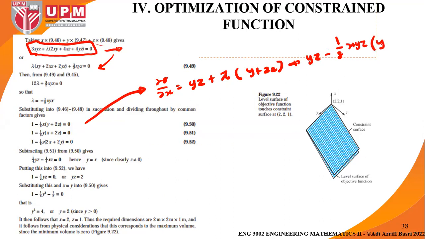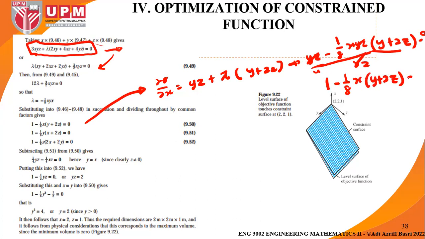Then the main equation y plus 2z, okay, so everything is divided by yz, equal to 0. So 0. So everything divided by yz. So yz divided by yz becomes 1 minus 1 over 8. What remains? yz and yz cancel. So it becomes x. Then y plus 2z equals 0. So that's why you get this one.